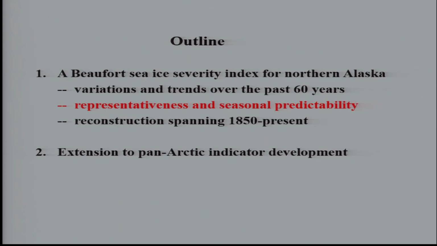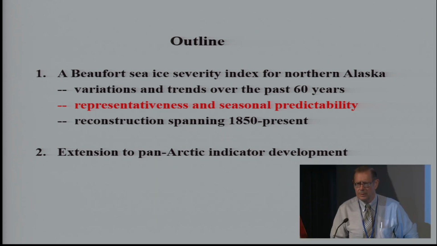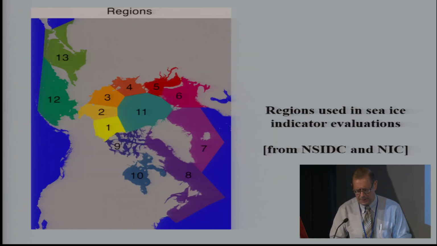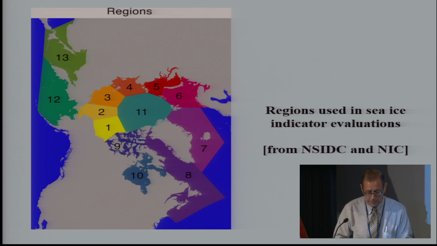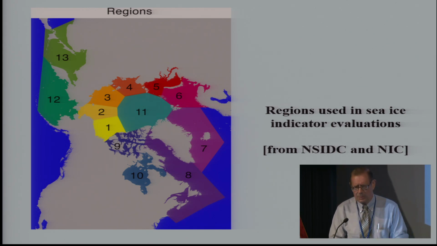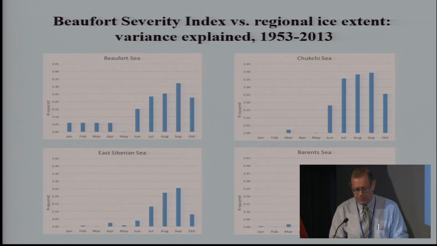So what we'd like to do now is see how this severity index for the Beaufort relates to other regions and whether there's any inherent predictability in it just based on the simple extents. To do that, we've used the National Ice Center and NSIDC regions. They're shaded in with different colors in this figure. There are about a dozen of them. We're essentially going to be comparing this severity index with the measures of ice in those other sectors.